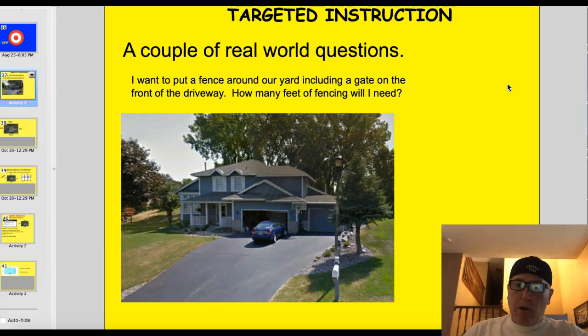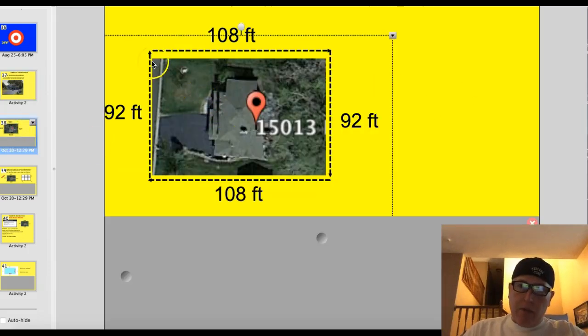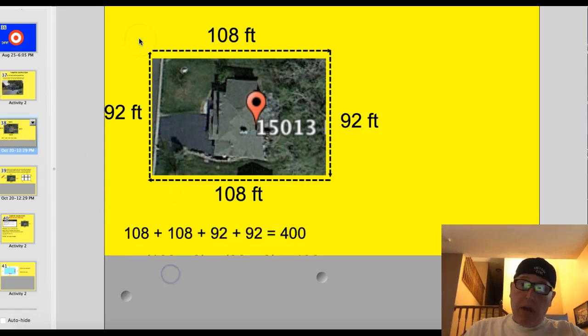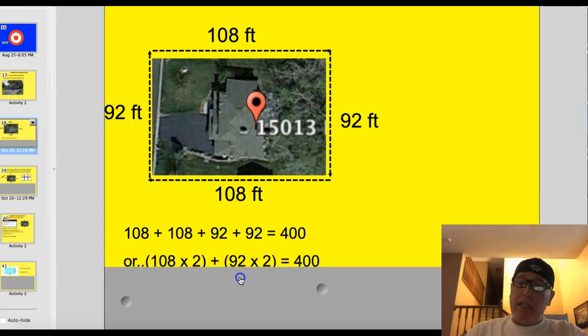I want to put a fence around our yard, including a gate on the front of the driveway. How many feet of fencing will I need to do this? Well, let's take an aerial view of that. So my lot is 92 feet wide and 108 feet deep. So I would need 108 feet of fence on this side, plus 92 on this side, plus 108 on this side, plus 92 on this side. Or you could think about it as 108 plus 108 plus 92 plus 92. No matter how you slice it, my friend, 400 feet of fencing.